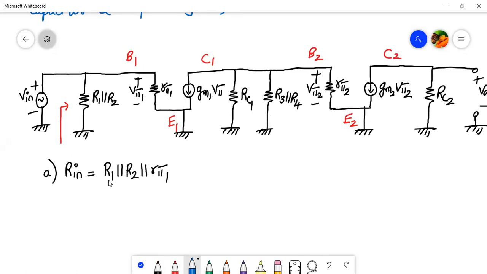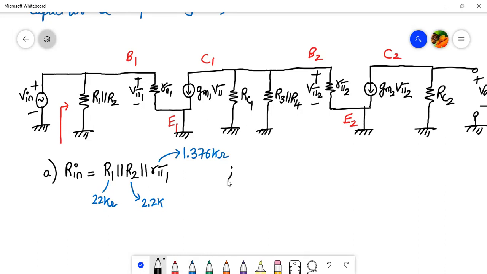Now, what are the values? R1 is 22 kilo ohms, R2 is 2.2 K, and R pi 1 value is how much? We have found it to be 1.376 kilo ohm. Okay, fine.